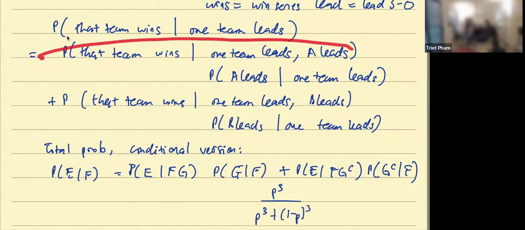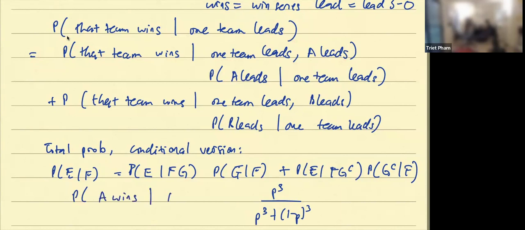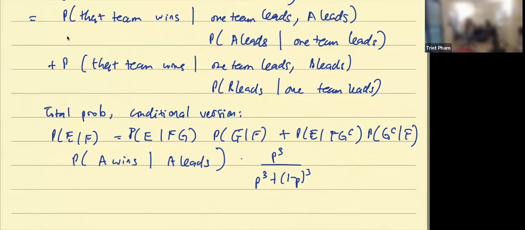Now, what I was saying is that this one right here, because you have the information that A leads, will resolve into something like A wins given A leads. Because you have that information that A is there, you can replace the team with A. And same thing, the second one would be the probability B wins given that B leads, times 1 minus P cubed over P cubed plus 1 minus P cubed. Is that okay?